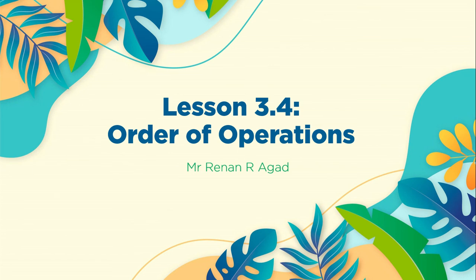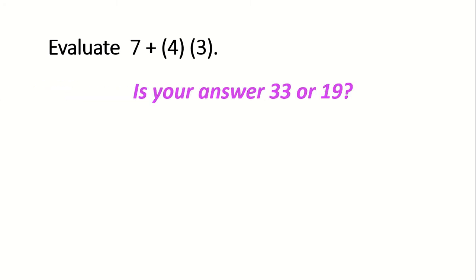Order of operations. Let's say you're asked to evaluate 7 plus 4 times 3. Can you please pause this video as you answer the problem on your own? Let me guess, your answer is either 33 or 19.